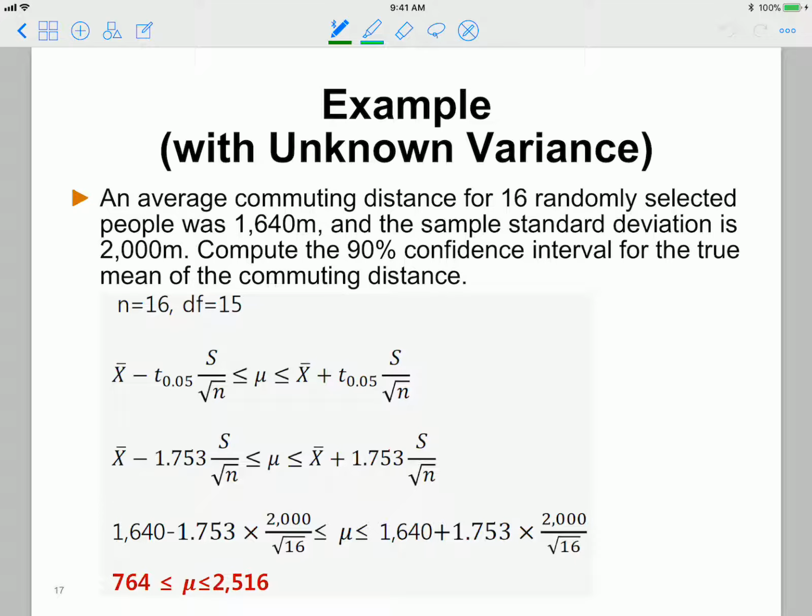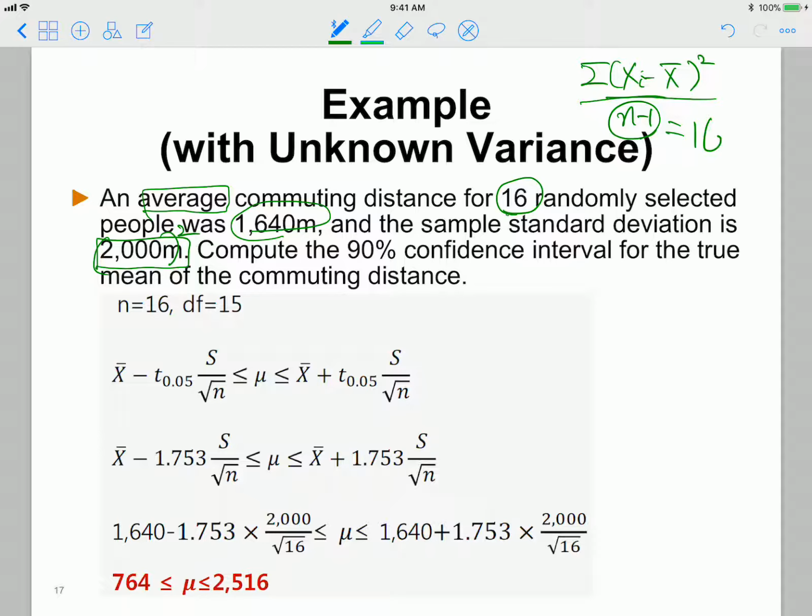Okay, then let's look at this example. It's just a simple application of what we learned just before. So our sample size is 16, and their average value, or sample mean, is this value. And their sample standard deviation is this value. So the square of this will be our sample variance, which was obtained by the sum of xi minus sample mean squared, divided by n-1, which in this case is 15, right? Because our sample size is 16.